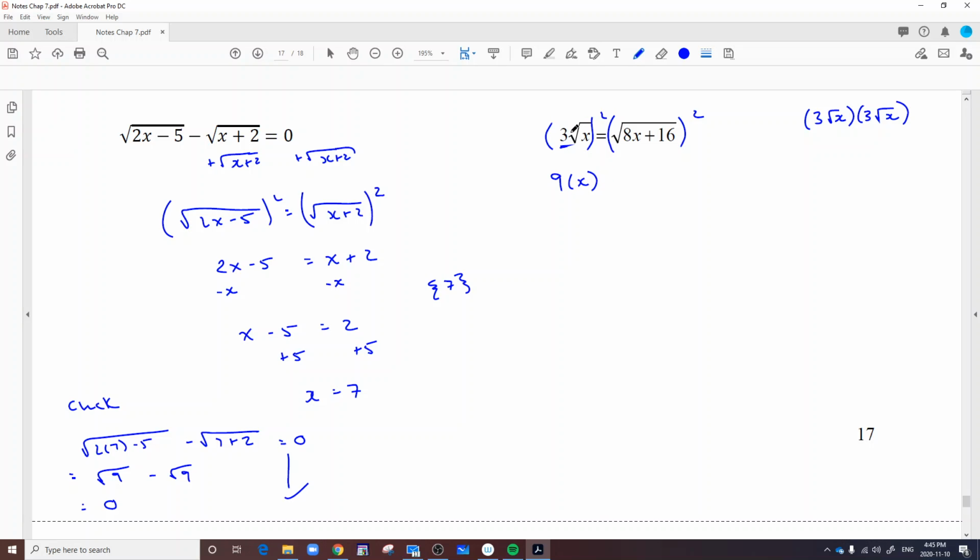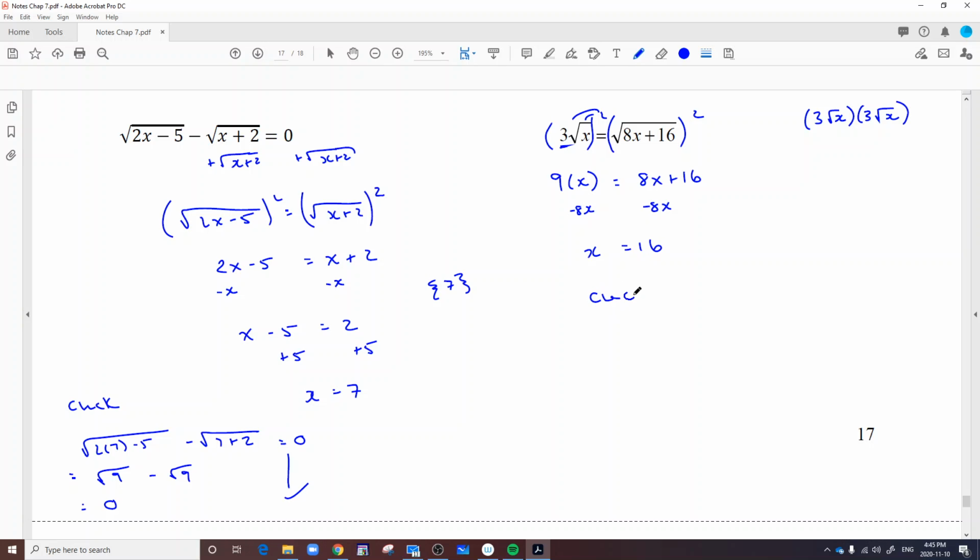Because there's no plus or minus sign in here, this is a monomial. When I square it, you can apply the power rule. You've got 3 squared is 9, square root of x all squared is x. And then on the right-hand side, you just have 8x plus 16. So now I'm going to isolate x. I'm going to subtract x because this is a linear equation. I'm left with x equals 16.